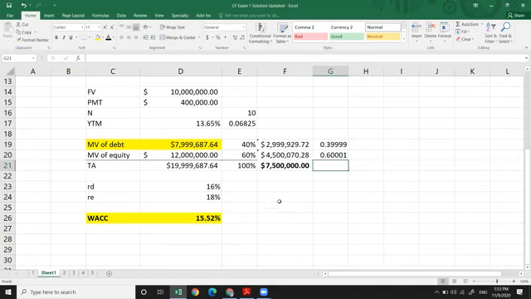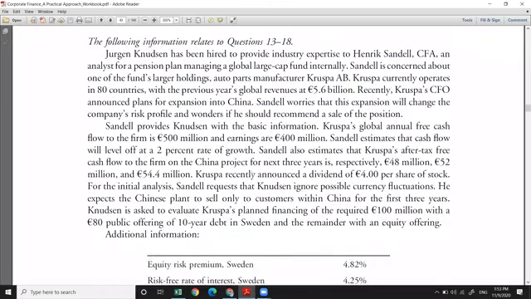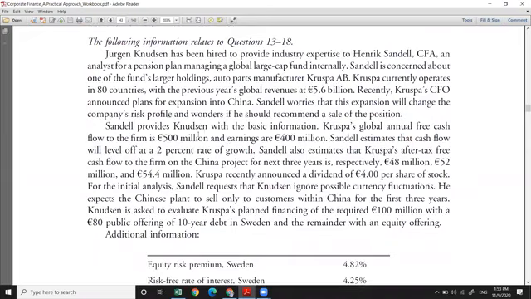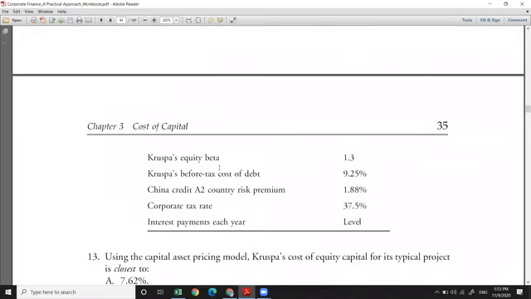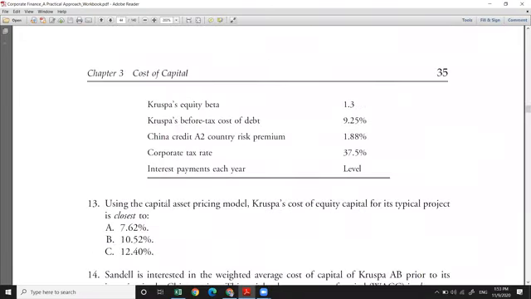Okay, great. Question 13. This information is given, and I'm not going to read it. I'm just going directly to the question itself. With all the information provided, you're asked to calculate, using the capital asset pricing model, CAPM, the cost of equity capital for a typical project. Okay, we need to use the CAPM model.